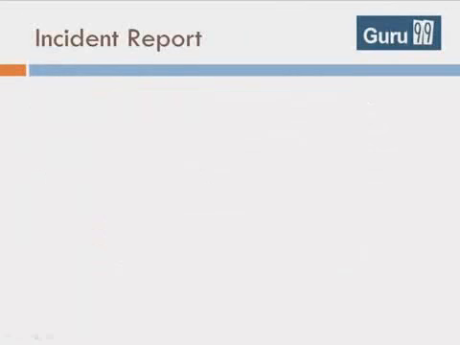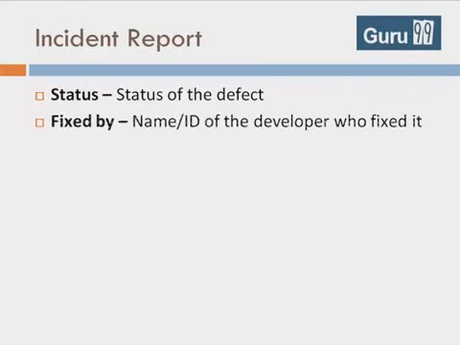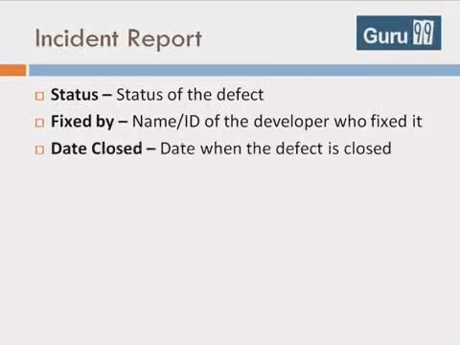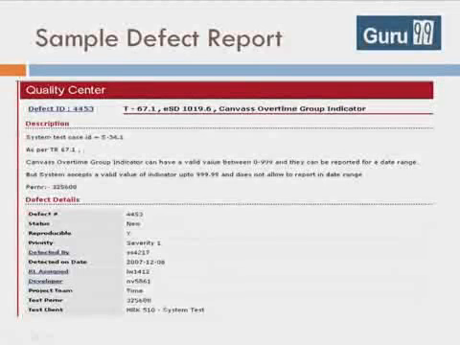Your bug report will also contain the following information: status of the defect, more on this later. Fixed by, name or ID of the developer who fixed it. Date closed, the date when the defect is closed. Look at this sample bug report, for your reference.